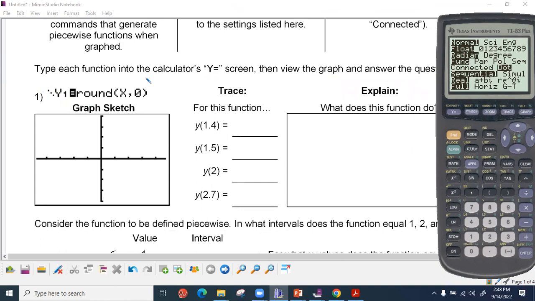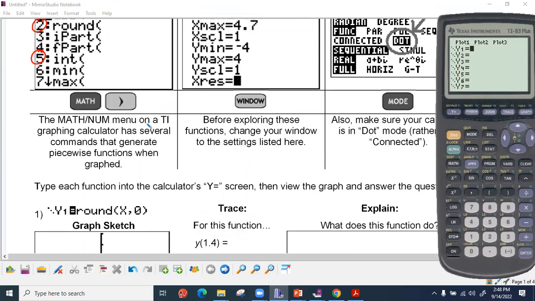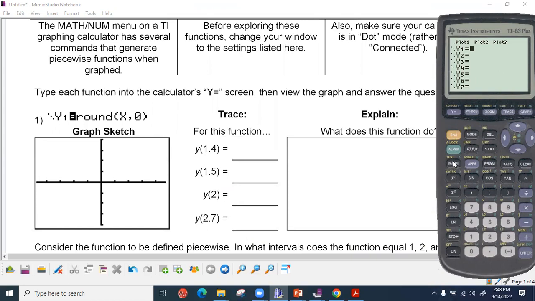Does that make sense? So I'm going to go to y equals, and notice how instead of having straight lines, it's now all dots. And now I'm going to put in round. In order to get to round, remember, we have to press math, arrow over to number, and click on round. So I'm going to press math, right arrow, and press 2 for round. Now I'm going to type in x, comma, 0. I'm going to use my variable button, comma, 0, and close the parenthesis.